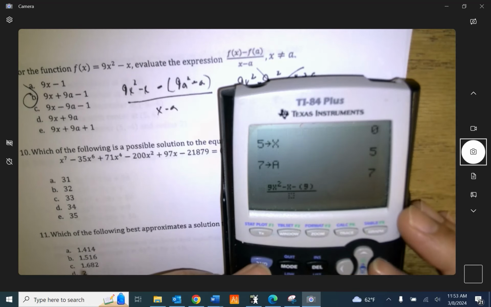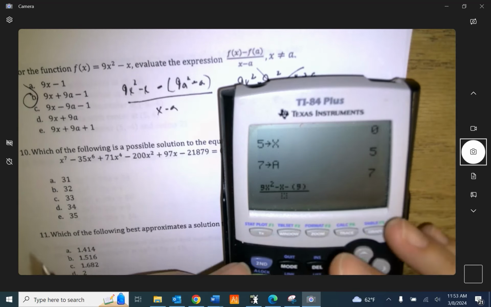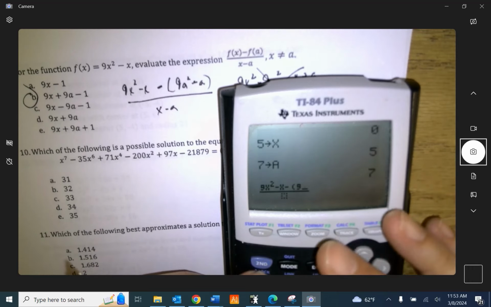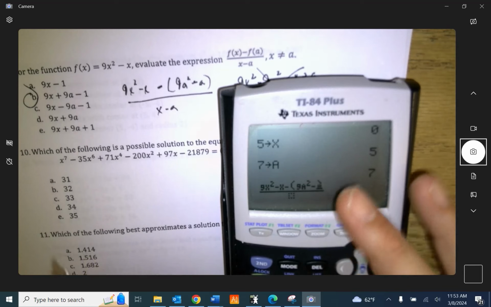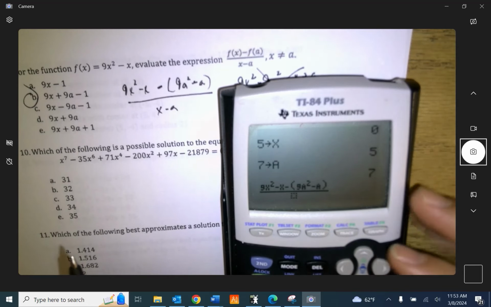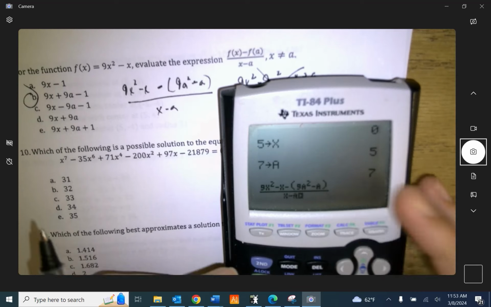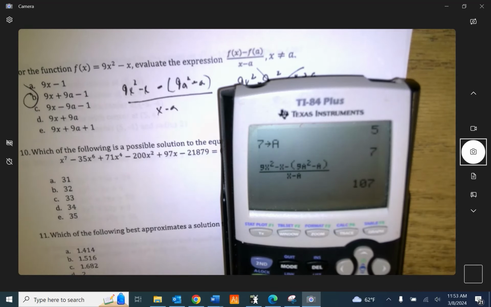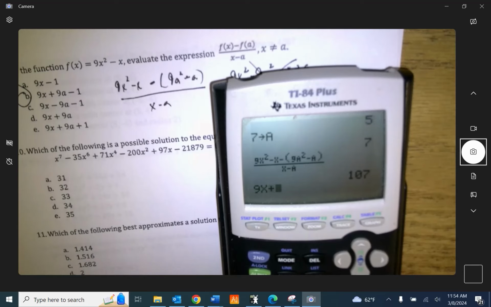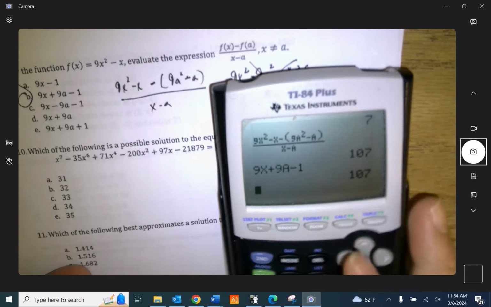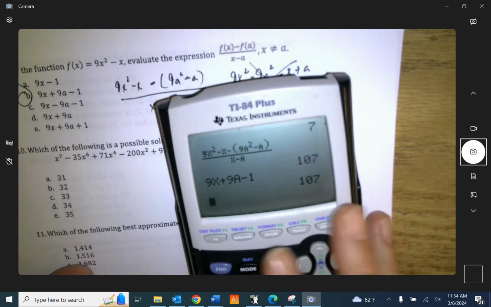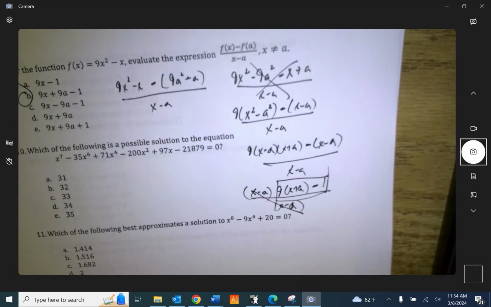Minus a. And it's sitting over what, x minus a? I got 107. All right. My answer had better return 107. And it does. Sweet. That's a pretty neat little skill that I doubt very few people realize they can do. The ability to plug in multiple things at once.